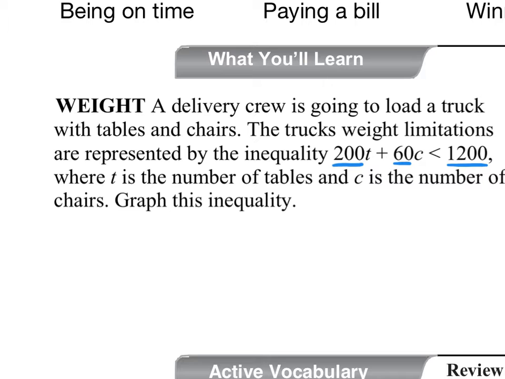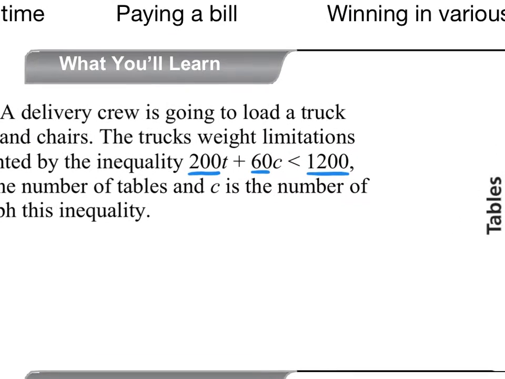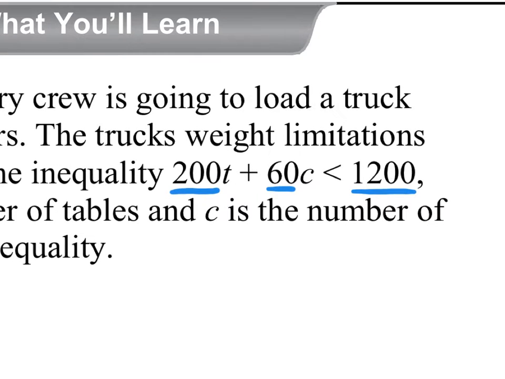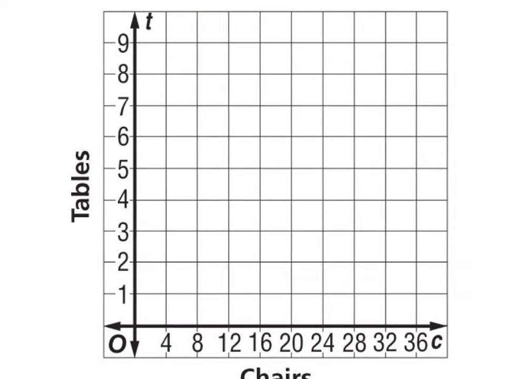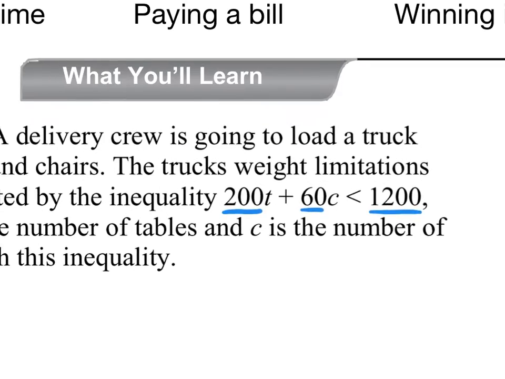So what we're going to ultimately do in this section is graph and find all the possible solutions that would work. Because one option would be don't put anything in the back of the truck and it won't be too heavy. But there's lots of combinations. You could do one table and one chair, two tables and one chair, and there are lots of solutions. Making a graph will allow us to see all of the whole number combinations that satisfy this inequality at once.